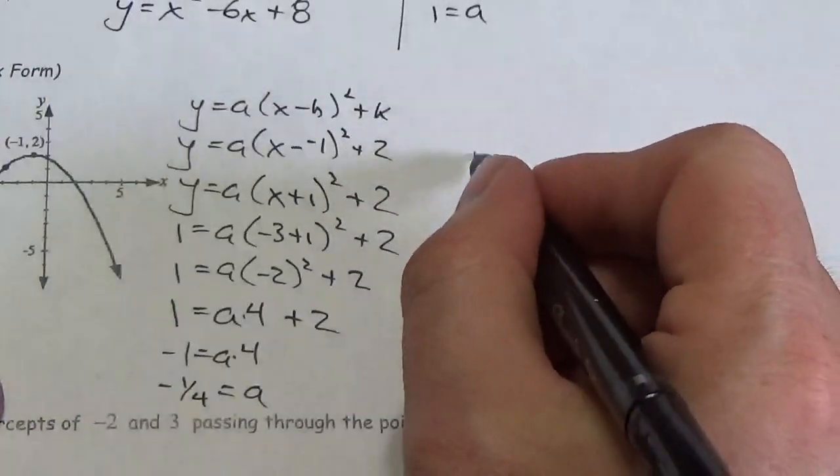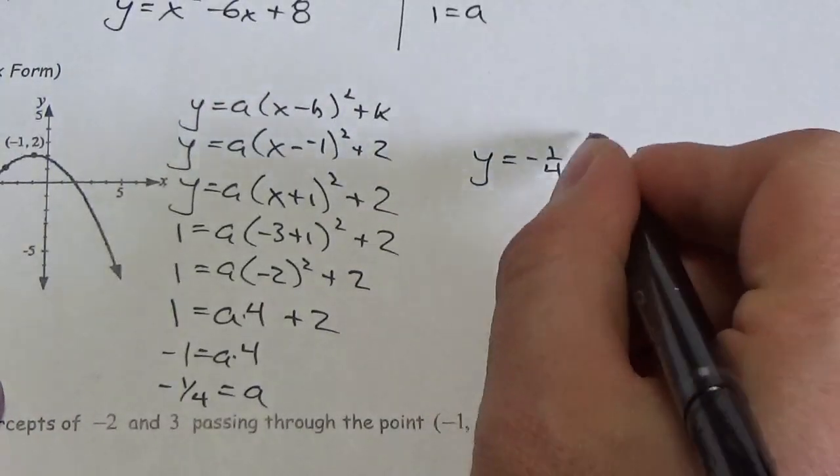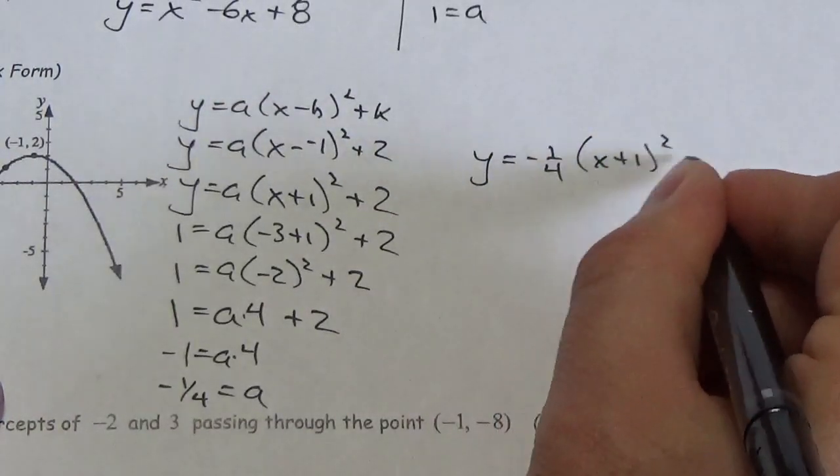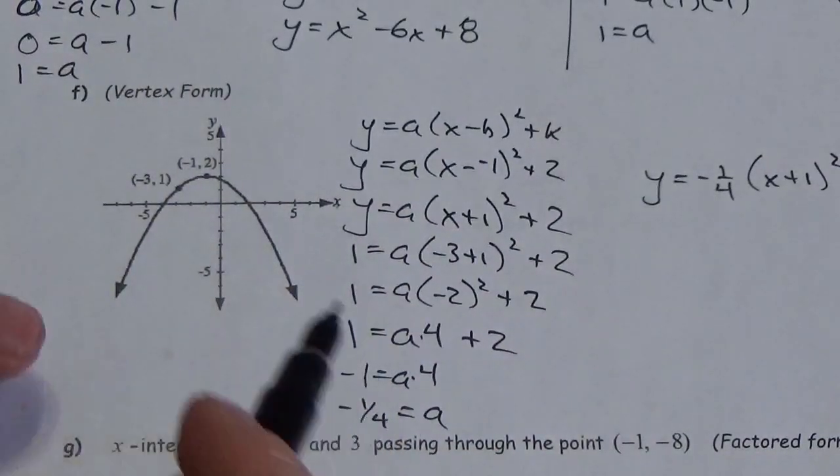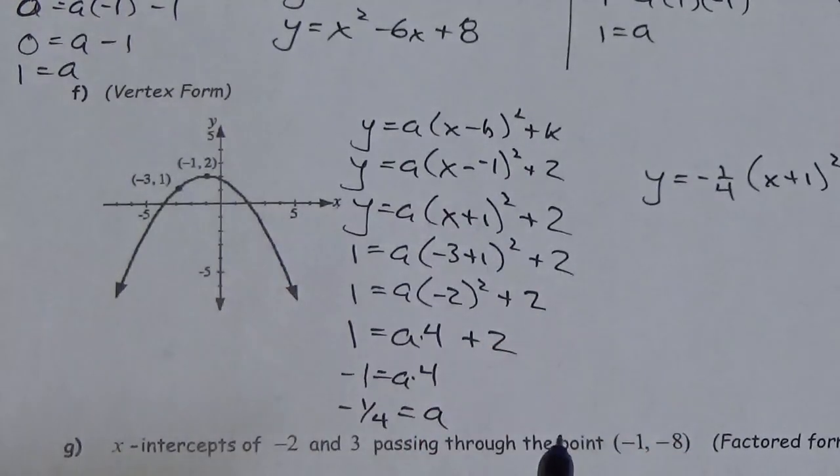So now I can write my equation. y is equal to negative 1/4 times x plus 1 squared plus 2. And actually that makes perfect sense. I can see right now that the parabola opens down. I knew that my a value should have been negative. Awesome.